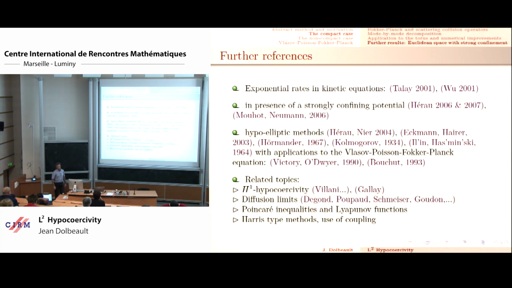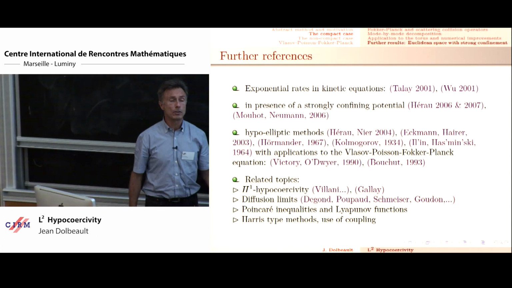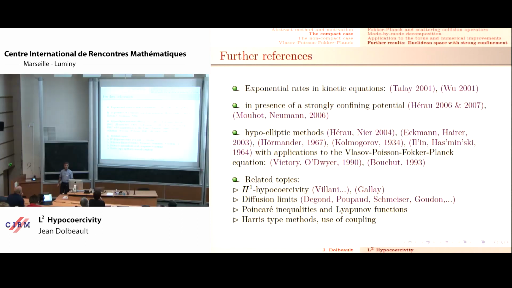Good. Okay, so I'm a bit embarrassed to do a correct review of the literature. Actually, getting exponential rate in kinetic equation is an old story. We have people in the audience who have participated in this long ago. For strongly confining potential, I already mentioned one of the papers of Ferro. Actually, there are two which are related, and the one of Moore and Neumann. But of course, if you look at the kinetic Fokker-Planck equation, the Vlasov-Fokker-Planck equation, it is a very old story. I found a paper of 1934 by Kolmogorov where he computes the Green kernel, and it has been, of course, a source of inspiration for the whole hypoelliptic theory.